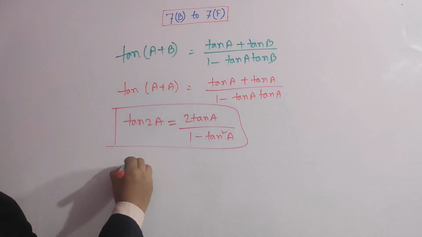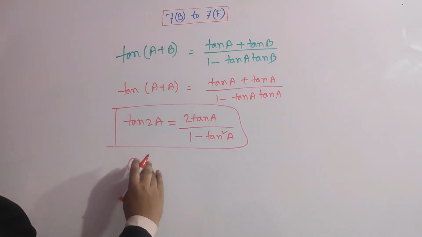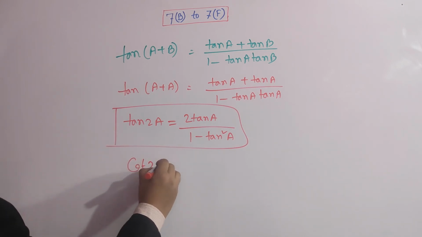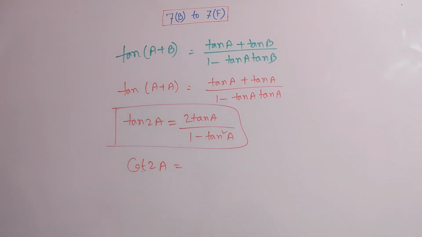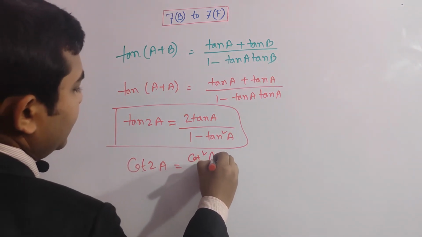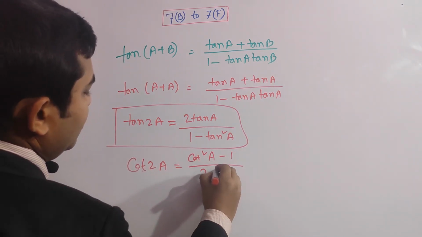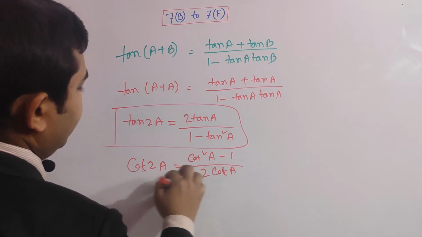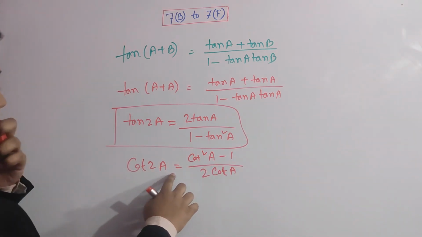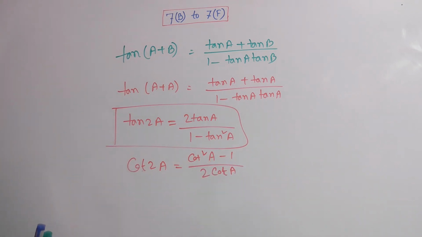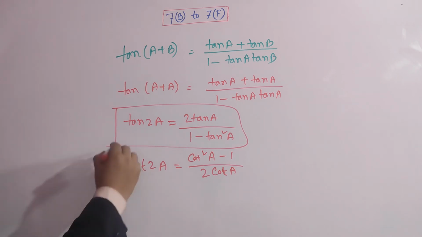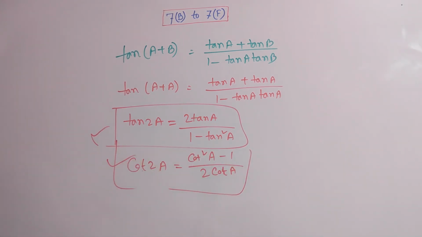Similarly, if we are going for cot a, then what will be cot 2a? The value of cot 2a should be cot square a minus 1 divided by 2 cot a. Similarly, if we just calculate, then we will get it. So these two are the formulas. Clear?